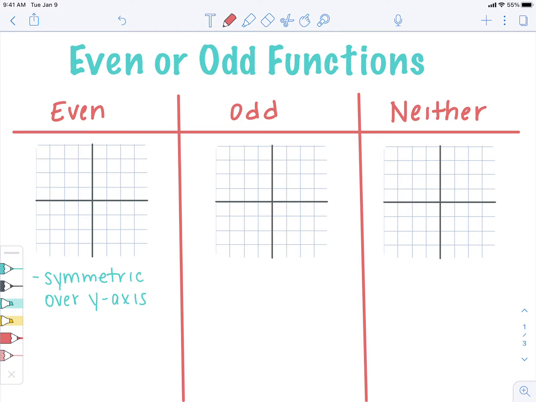So our most basic even function is our x squared.